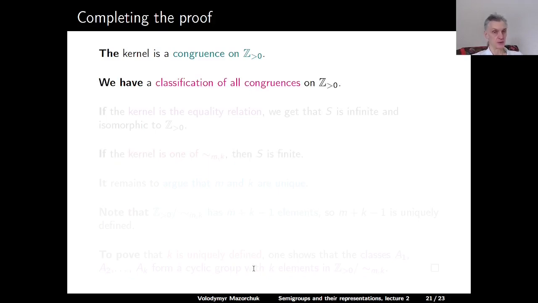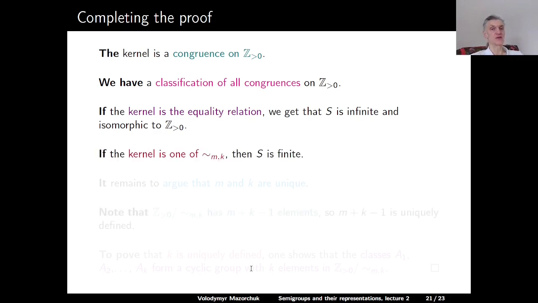The kernel must be a congruence on the additive semigroup of all positive integers, and we have just classified all congruences. So if the kernel is the equality relation, then S is infinite and is isomorphic to the semigroup of all positive integers. If the kernel is not the equality relation, it must be one of the tilde m,k's, but then we have only finitely many equivalence classes, so in this case S is finite. And so we only need to argue that m and k are uniquely defined.